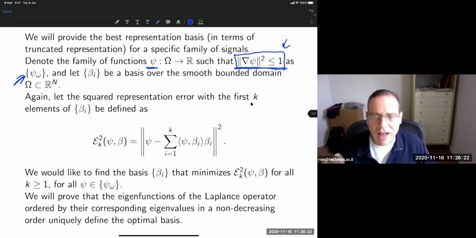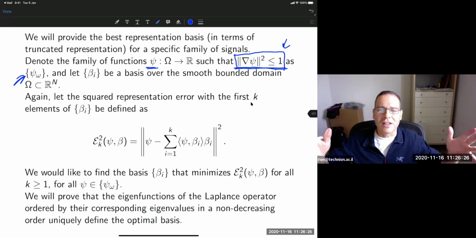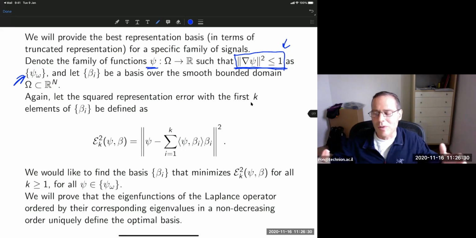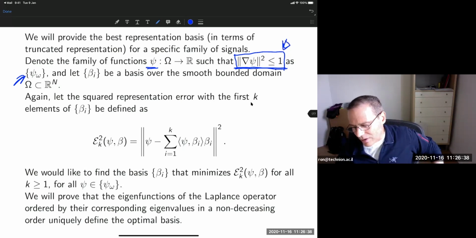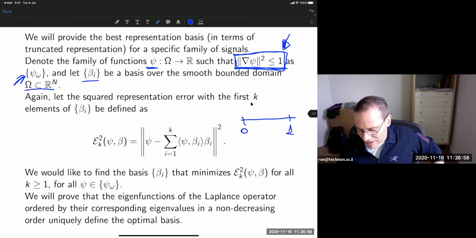Now the issue is that if we think of the previous case as just truncating frequencies, since we were dealing with frequencies, it was almost straightforward. But now I'm attacking this problem from a completely different point of view. I'm telling you that if the set of functions that we would like to explore are those that satisfy this condition, then let beta i be the basis over all smooth bounded domains in Rn. But again, think about all my betas that are defined between 0 and 1, and define the error like that. So the error is the usual error that we define as usual. It would be the projection of psi over beta i times beta i. So this would be the optimal way of representing my function in a truncated way. Okay, so I'm considering only the first k elements.